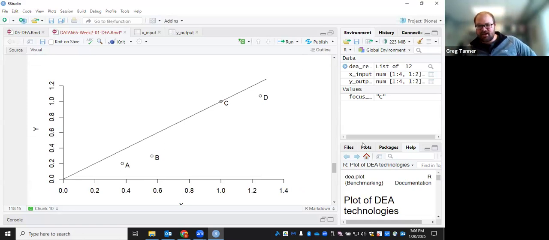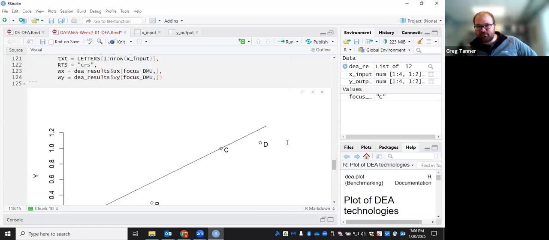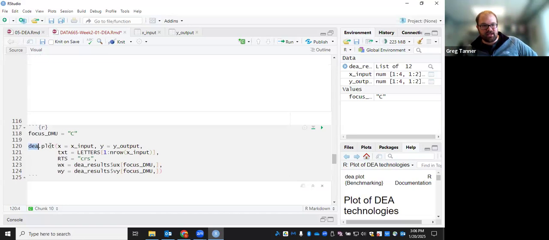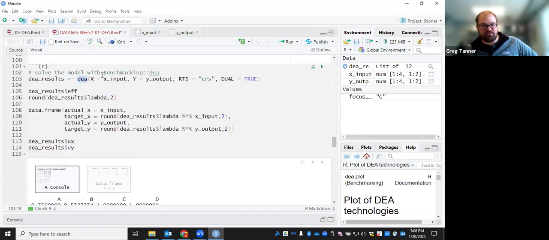So that wraps up some code in here. I'll have another bit of code that I'll show you in a later video. But this is a good example of how to use dea.plot as well as the dea function, both from this benchmarking library in R.